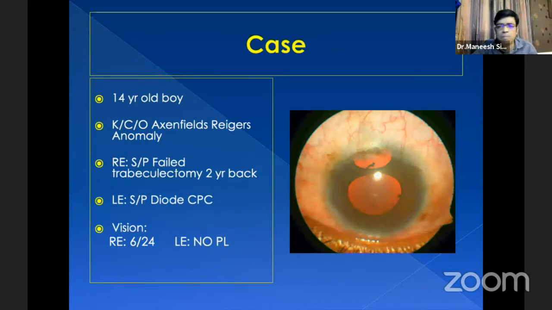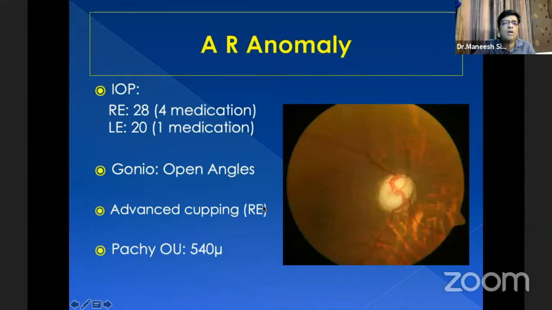I'll share one example. This is a patient of axon-filled anomaly who already had a failed trab 2 years back in the right eye. In the right eye, you can see the vision is 6/12. Left eye was no light perception. You can see superiorly a failed trab, flat conjunctiva with a large PI. Now this is a young boy. Already the pressures are 28 millimeter mercury on 4 medications, with very advanced cupping.